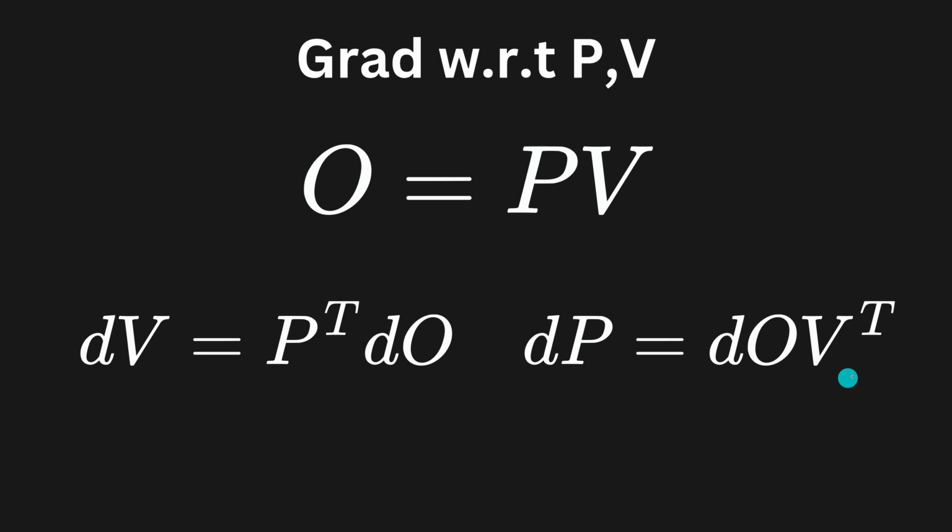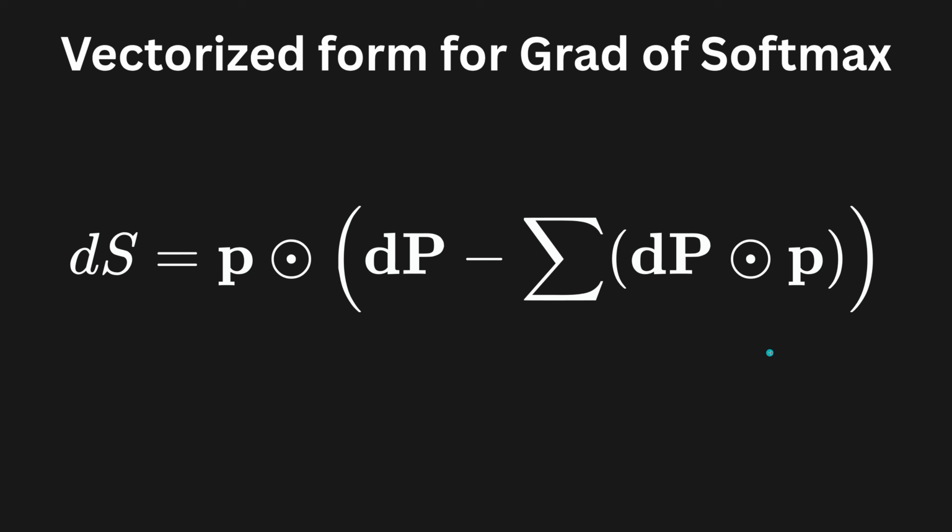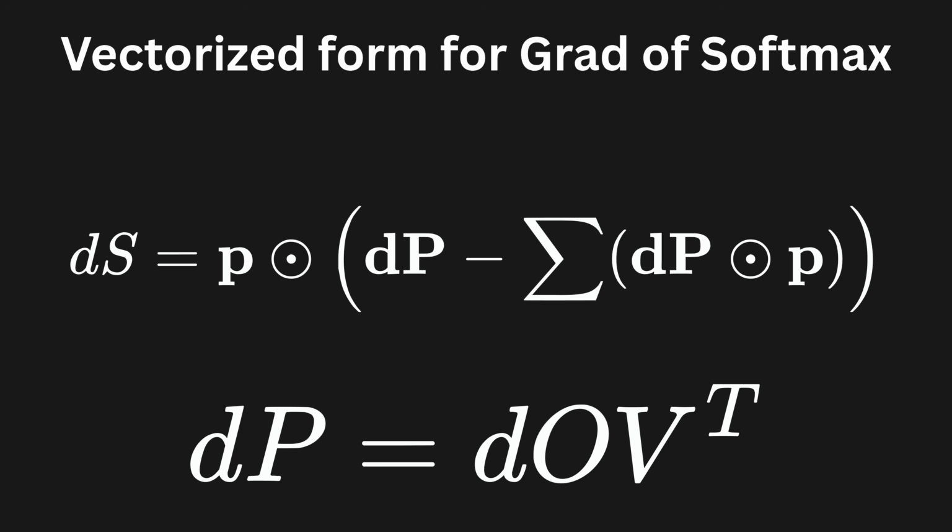dP is just dO times V transpose, right? So we have everything there. That's looking good. We have another dP, and then we subtract, and then we do the dot product of dP and P. So this is everything. And for the most part, this looks harmless, but there are some issues. First, dP, like we saw earlier, is just dO V transpose.